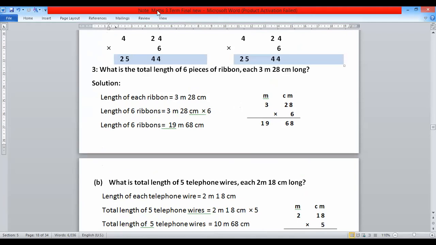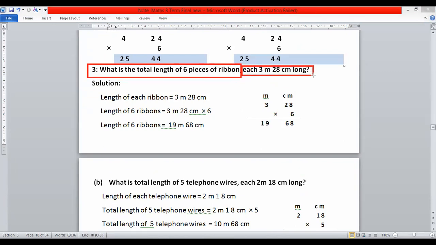Look at the statement of part A. The statement of part A is: what is the total length of 6 pieces of ribbon if each is 3 meter and 28 centimeter long? Try to understand the statement of this question. In this statement, the length of one ribbon is given and you have to find the length of 6 such pieces. Students, remember that whenever the length of a single thing is given and you have to find the length of 6 or 7 or more than two pieces, you have to multiply the length of one with the given number.